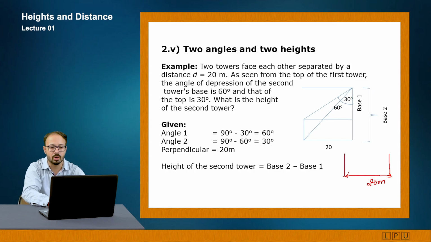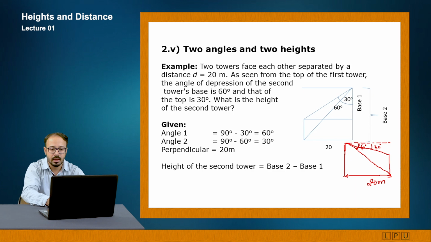As seen from the top of the first tower, the angle of depression of the second tower's base, from this I am going this way. So this is the angle of depression, that is 60 degree. And of the top of the second tower, if I am looking from here, the angle of depression is 30 degree. Find the height of the second tower. This is the consideration I have.